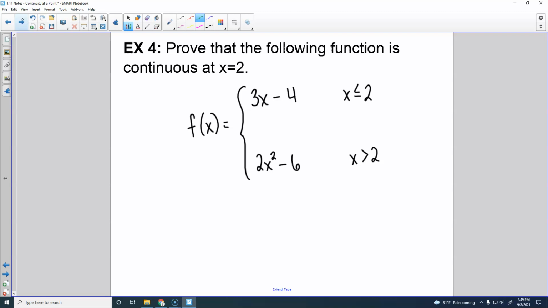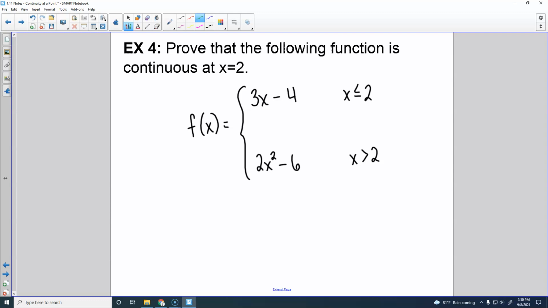Okay. All right, so these types of problems, we have to prove that the following function is continuous at x equals 2. So we've got this piecewise function. 2 is our cutoff point between our two graphs, right? So that's where our two graphs are going to come together, and we want to see if it makes one continuous line or if we have a hole in the graph or a jump or something of that nature.